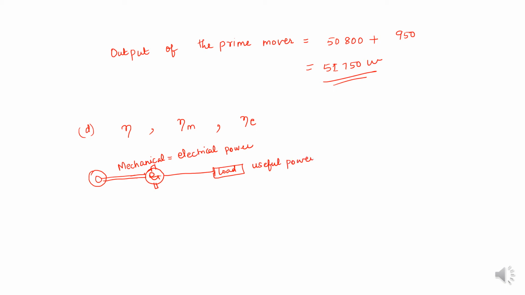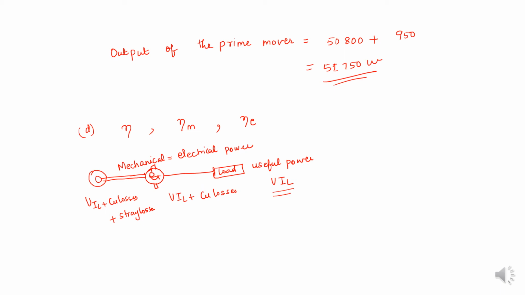Here, the useful power is V into IL. Electrical power means V into IL plus the copper losses, the electrical losses. And the mechanical power is V into IL plus copper losses plus the stray losses. Then after the copper losses, the final output power we get is VIL only.